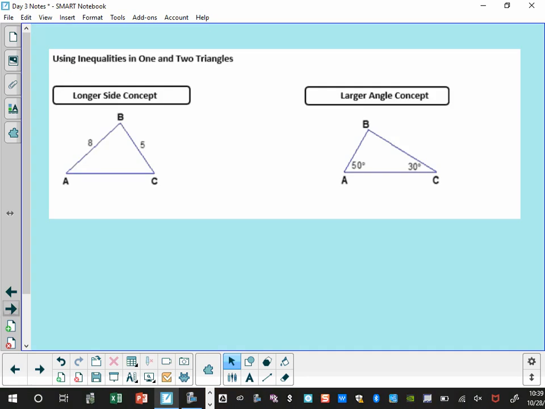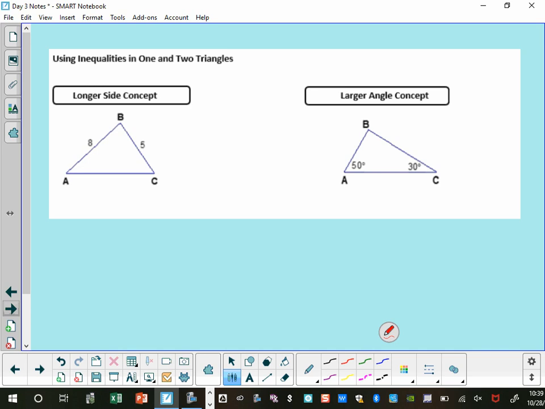Let's turn the page. This is the new stuff. And that first page is just kind of like the Algebra 1 recap. All right, so using inequalities in one and two triangles, there are 2 concepts. We have a longer side concept and a larger angle concept. Both of these go hand in hand, okay? So let's take a look at the longer side concept.